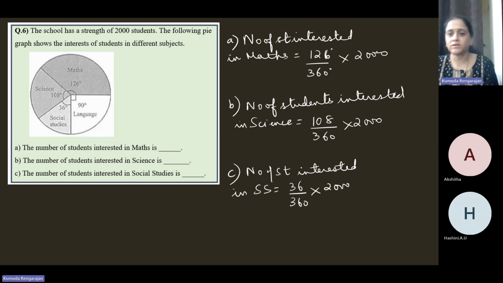Correct? We are not calculating the values now. Okay. If you write an angle in the numerator, it should be divided by 360 only. So, number of students interested in maths: what's the central angle for maths? 126 by 360 into the total number of students, 2000. 126 degrees is the central angle for maths by the total 360 degrees into the total number of students, 2000.